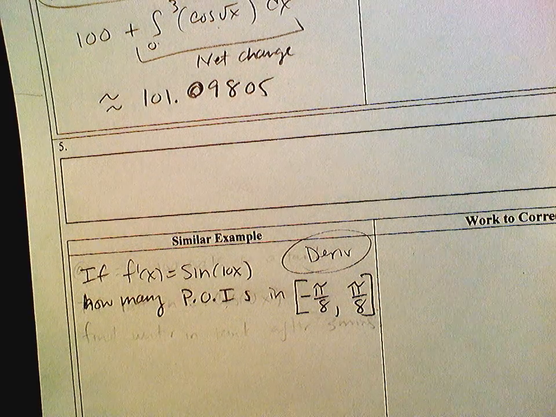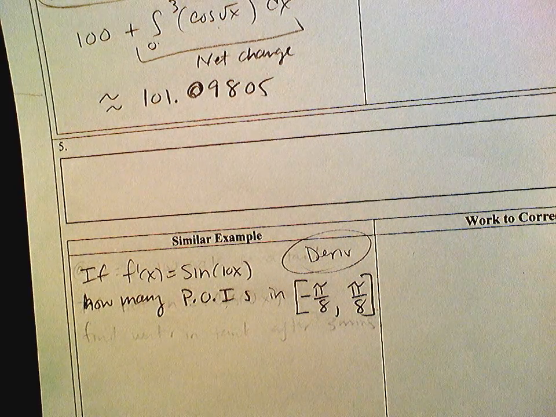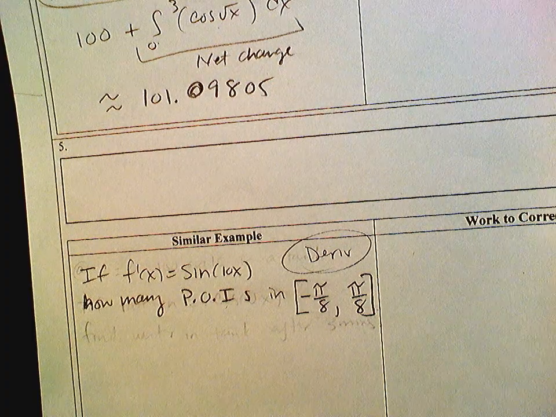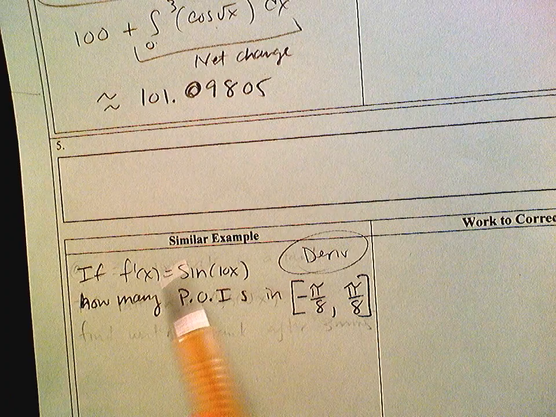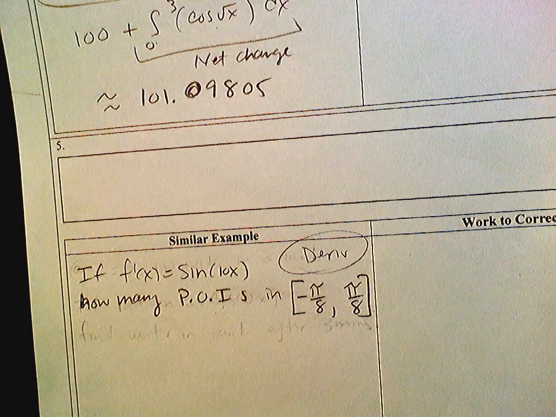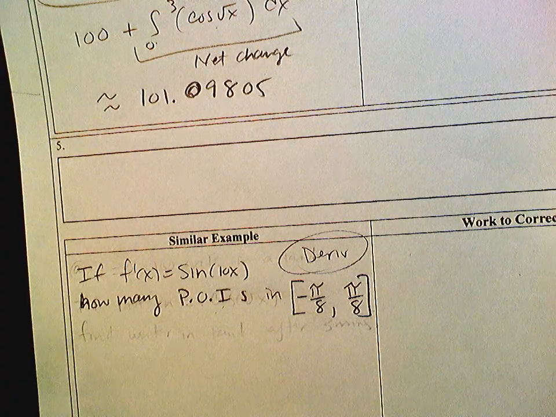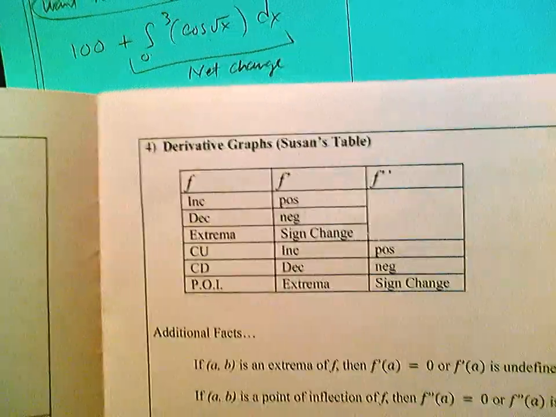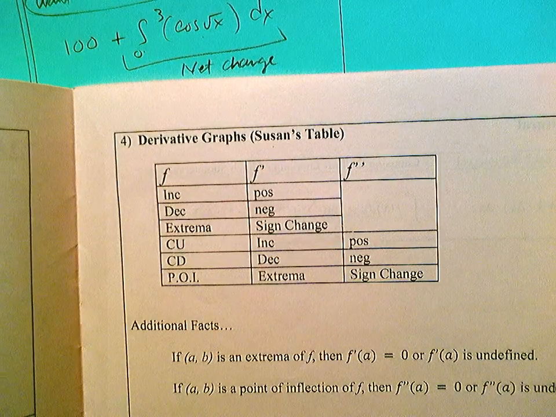But again, similar to the last example, if this was a non-calculator section, we for sure would need to actually find the derivative of this, because you need the second derivative for points of inflection. However, we could just use our calculator, and I'm going to show you how in a moment. So you need to know about Susan's table, all of this stuff.